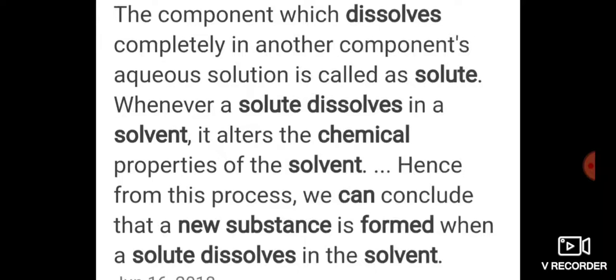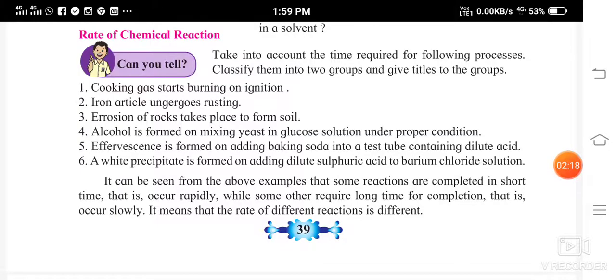Now, I have given you a sodium chloride and water example. Here sodium chloride is the solute and water is the solvent. So what is going to happen when it dissolves in this aqueous solution? Yes, the solute is going to dissolve completely and therefore it is going to alter the chemical properties of the solvent. Now see, rate of chemical reaction.